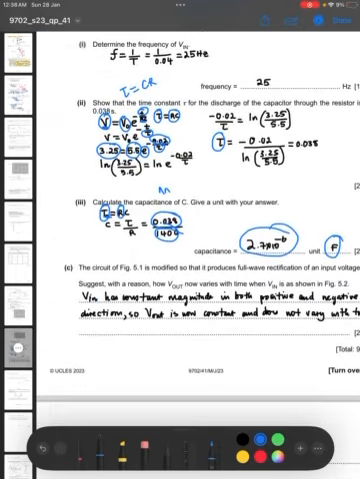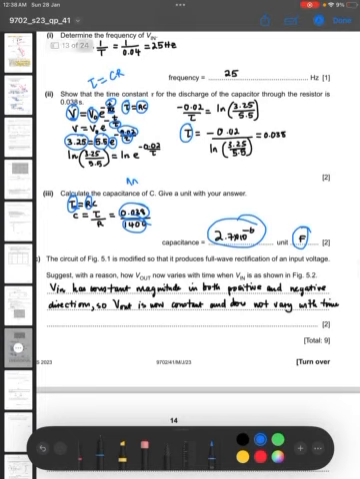Now the question then says, the circuit in Fig 5.1 is modified so that it provides full wave rectification. Now you must understand that full wave rectification means that we no longer have the negative component of the voltage. We have removed its negativity such that it is now all of it going in the positive direction. So instead of voltage changing direction, there's no more changing of direction. So the question asks, suggest with a reason how V out, the voltage output, now varies with time when V in is as shown in Fig 5.2.